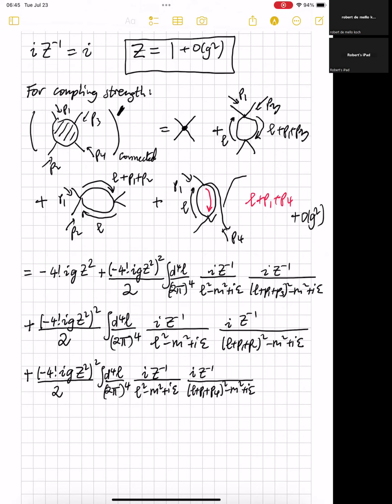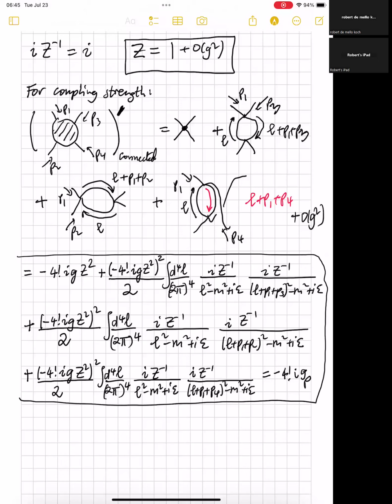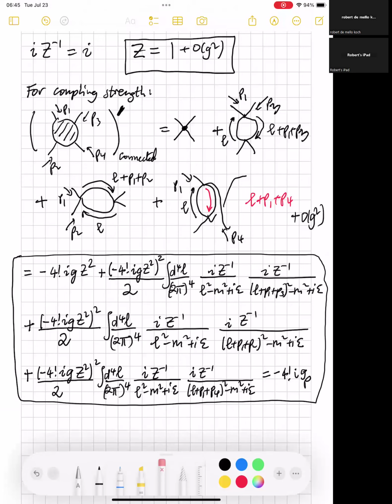Good. So we've summed all of the Feynman diagrams now. What should the sum be equal to? Well, this should be equal to minus 4 factorial times i times the physical coupling, g_P. Okay, so this is the equation that we get to match the coupling. Good.